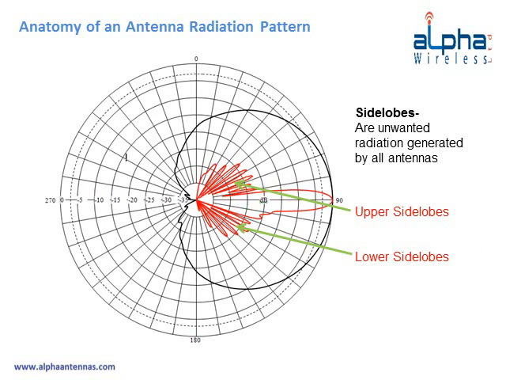Some of the antenna radiation pattern is unwanted, and these parts exist outside the main beam and are known as side lobes. Upper side lobes are the main culprits.